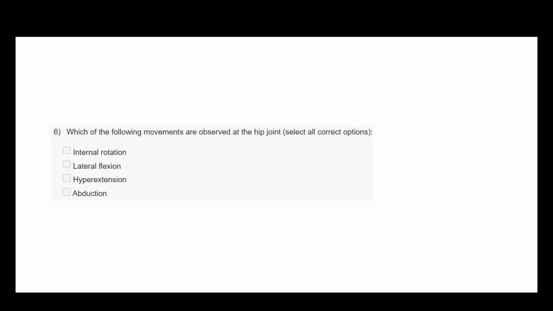Which of the following movements are observed at the hip joint? Internal rotation, lateral flexion, hyperextension, and abduction. Remember, hip joint is a joint between the acetabulum and the ball of the femur. There can be multiple movements. Except for lateral flexion, internal rotation, hyperextension, and abduction, all of these happen at the hip joint.